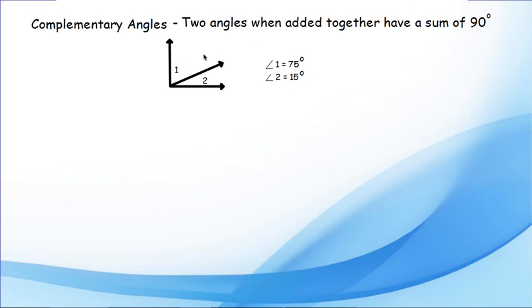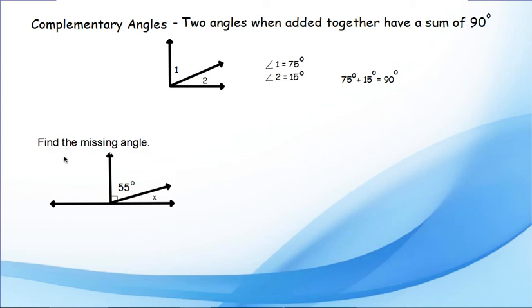So in this example, angle 1 measures 75 degrees and angle 2 measures 15 degrees. So if I add those together, 75 plus 15, that equals 90. So angle 1 and angle 2 are called complementary angles. Right? So now we can use that information to find a missing angle.